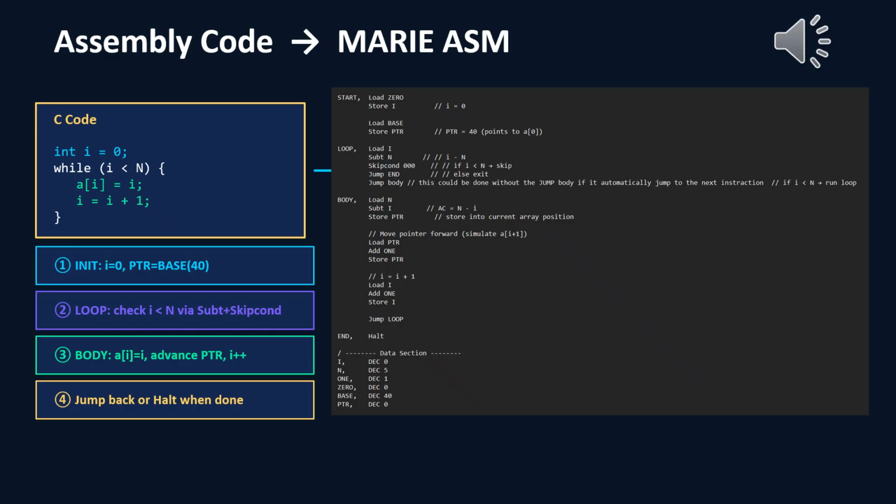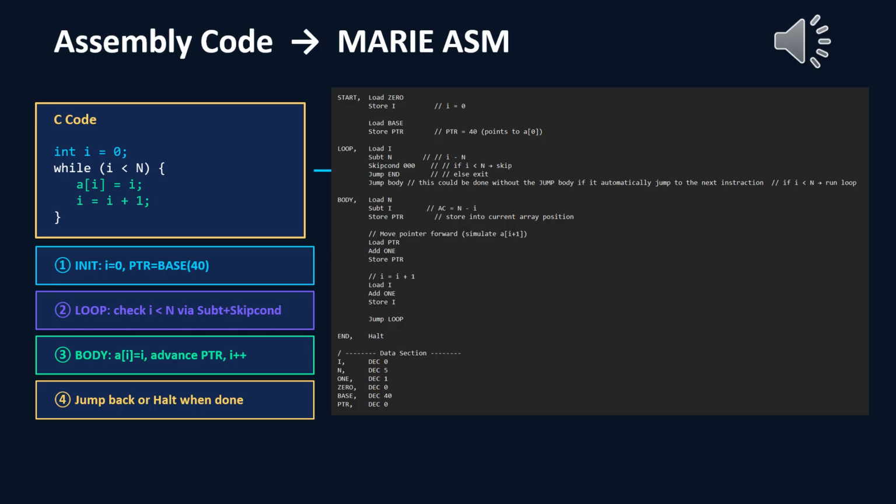Okay, Mari ASM is a simple representation of assembly code. We can translate the C language code into the ASM. For example, for each part, let's take i equals 0. We can do it like load 0 and store i. This means it will assign 0 into i, and so on for the loop and for the body.